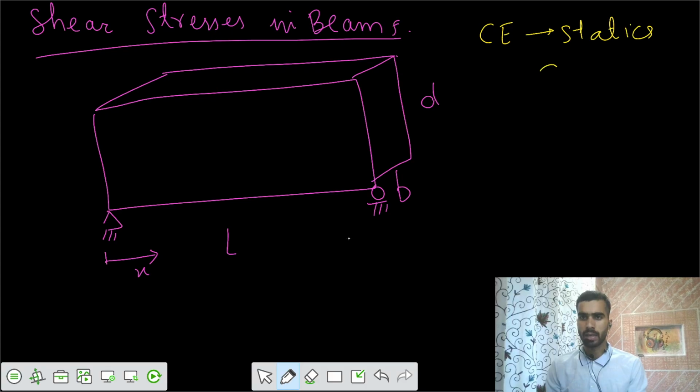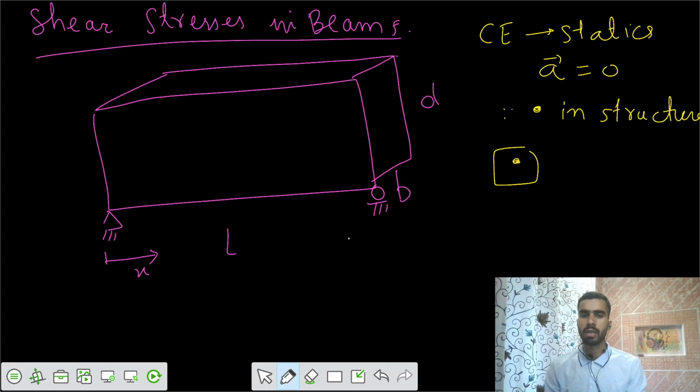We don't want acceleration of the structure, so we say that each and every point in the structure should be in equilibrium. So if you take any point inside the material, it should be in force equilibrium, and it should be in moment equilibrium also. So if you take any point, let's call this point A.